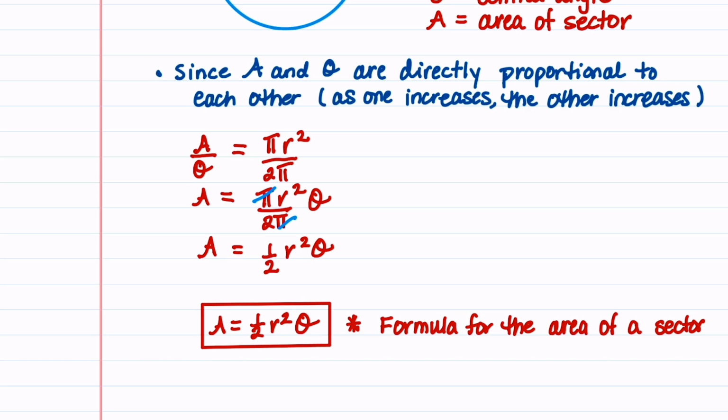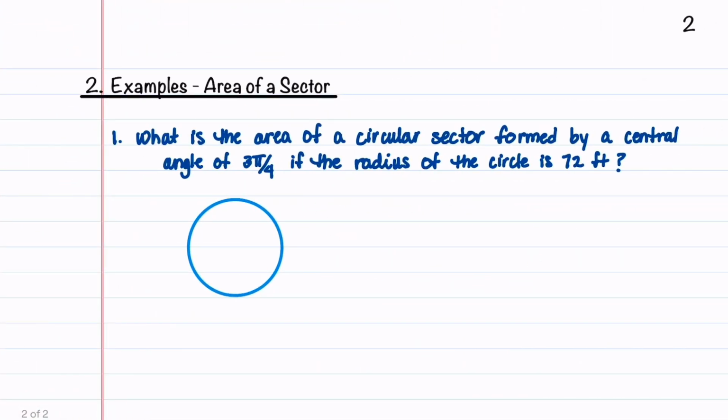One thing we need to note before we go on is that theta must be in radians, because r is a distance and our units have to match up. So let's make a note of that. So theta must be in radians. Let's now complete some example problems.